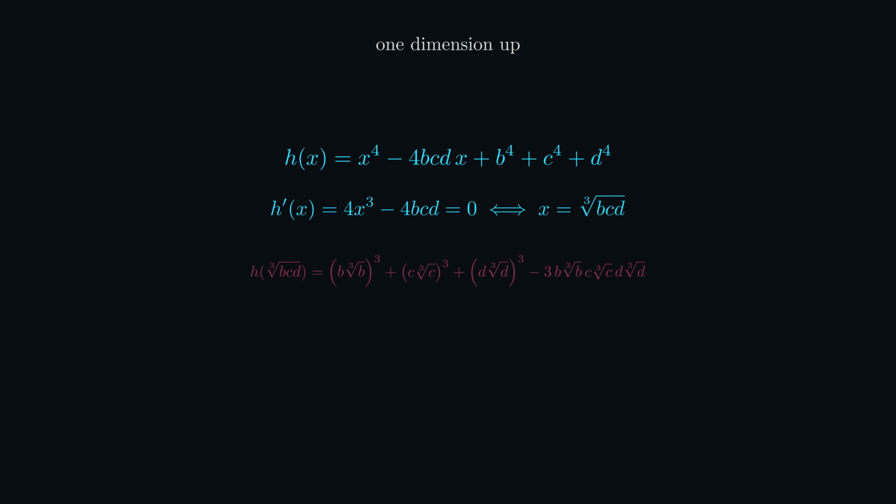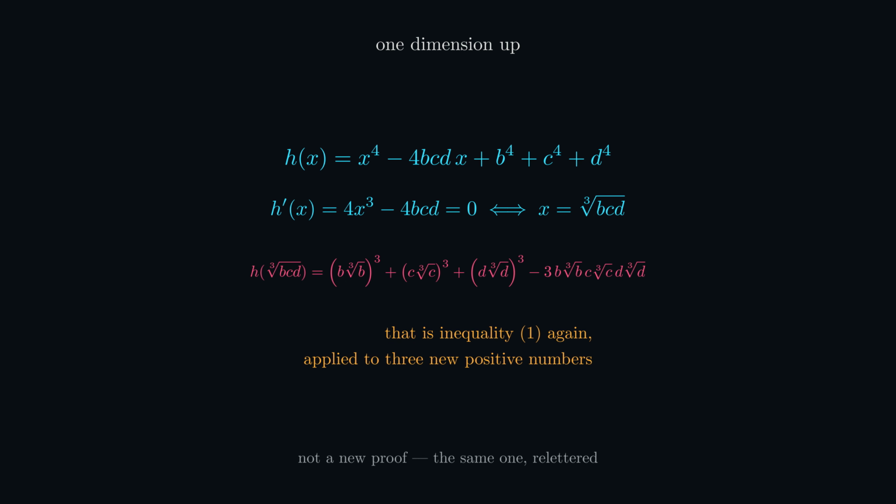The 4-letter version goes the same way, 1 dimension up. Treat b, c, and d as constants and look at x to the 4th, minus 4bcdx, plus the other 3 fourth powers. Differentiate: 4x cubed minus 4bcd, which vanishes at the cube root of bcd. Again 1 minimum, again exactly located. Substitute, and what comes out is b times the cube root of b, cubed, plus the same for c, plus the same for d, minus 3 times the product of those 3 quantities.